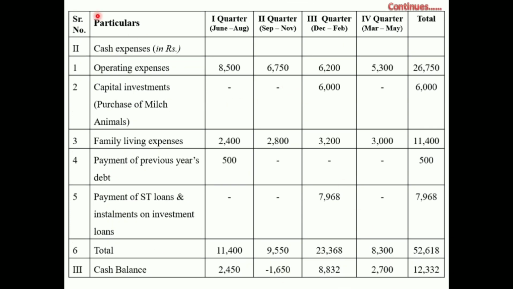Then cash expenses: operating expenses, capital investment, that is purchase of milk animal, family living expenses, payment of previous year debt, payment of short term loan and installment of investment loan, and total is the total cash expenses. These are also represented quarter 1, quarter 2, quarter 3, 4 and the last column is the total cash expenses for the year. Then cash balance is the difference between the cash receipt and cash expenses. And last is the total cash balance for that year. This is the cash flow statement for a farm business.